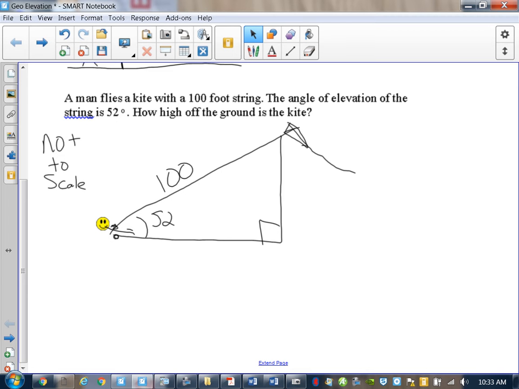What are you trying to find? An opposite or an adjacent? An opposite. So in this case here, I'm trying to find an opposite. I know a hypotenuse. What trig function am I going to use? Sine. The sine of 52 is my opposite over a hypotenuse. How do I get x by itself? I don't flip them. I multiply.